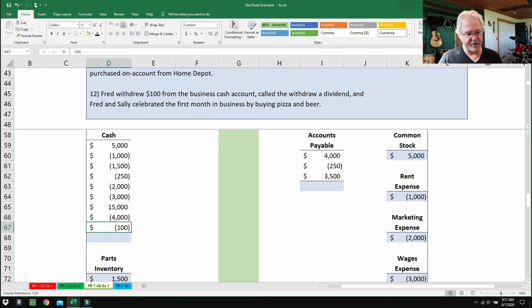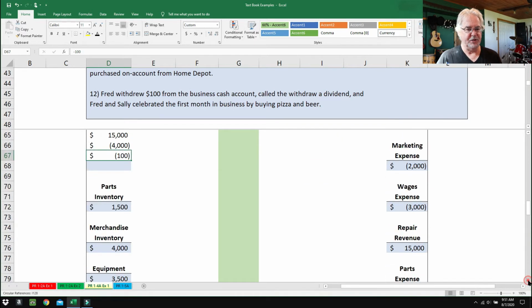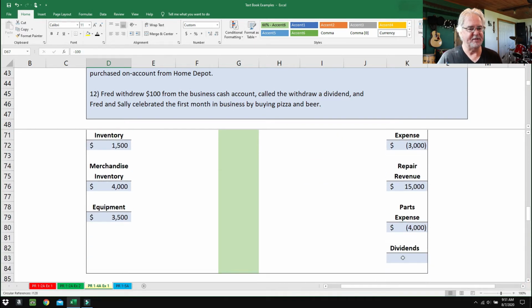So I've got a negative 100 on the left. I need a negative 100 on the right. So here at the bottom, we have dividends. Now, dividends are nothing more than the owner withdrawing money out of the business. And for big, giant corporations, they call this dividends. And for Fred, he might even call it a withdrawal. But if it's a corporation, the technical term is dividend.